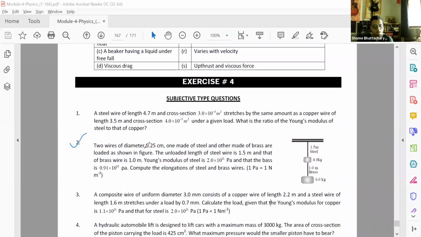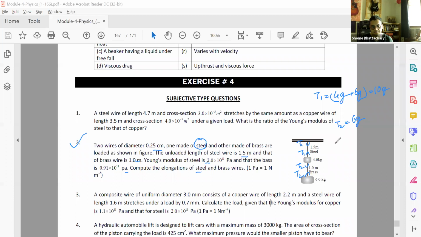We'll start with this. Two wires, their diameters are same. One is made of steel and the other is made of brass, and they are loaded as shown. The unloaded length of the steel wire is this much, and that of the brass wire is given. Young's modulus is given. We need the elongation of steel and brass. For the steel wire, you can see the tension will be different, and for the brass wire, the tension will be different. For the steel wire, the tension will be 4 kg into g plus 6 kg into g, so 10 g. And for the brass wire, the tension will only be 6 g.